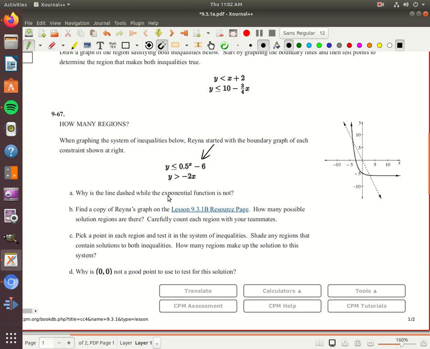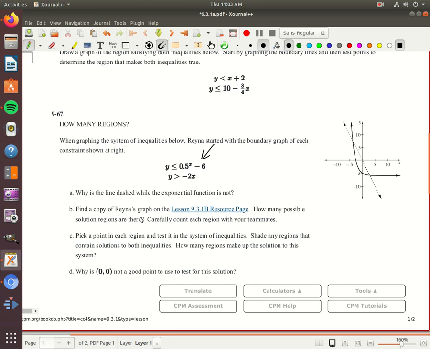So, all right, it says, why is the line dashed while the exponential function isn't? Well, the exponential function has the equal to, and the line doesn't. So, of course, the line should be dashed, and the exponential function should be solid, with the equal to.